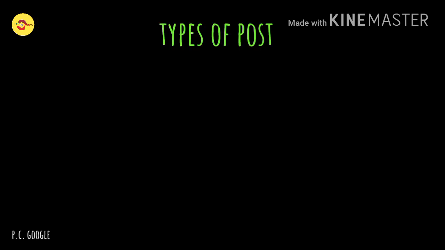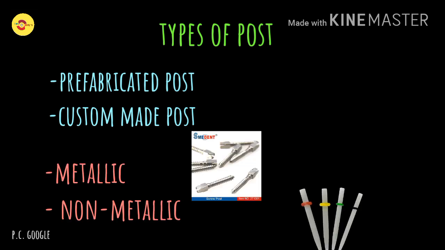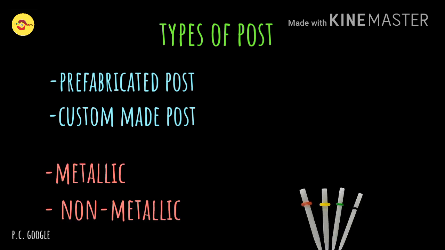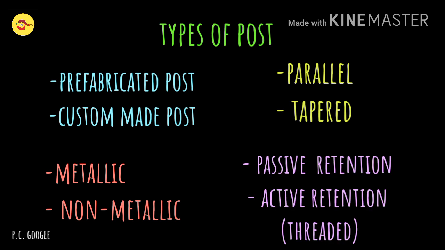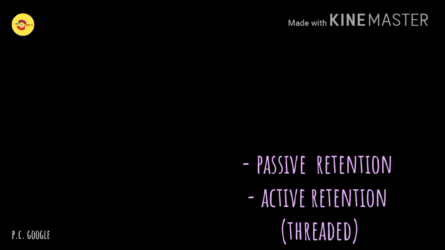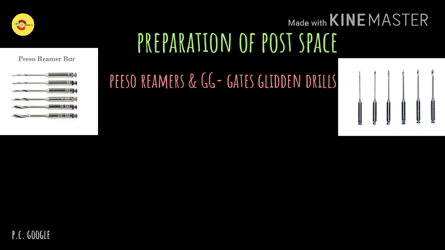So what are the types of endodontic posts available in market? We have prefabricated posts and custom-made posts depending on the method of fabrication. We have metallic and non-metallic depending on the material used. Non-metallic posts are usually fiber or zirconia posts, and depending on the shape we have parallel or tapered, and depending on the engagement with dentin we have passive retention posts or active retention posts. Passive retention posts are usually cemented posts and active retention posts are usually threaded posts. Then preparation of the post space is done with piezo reamers and Gates Glidden drills.